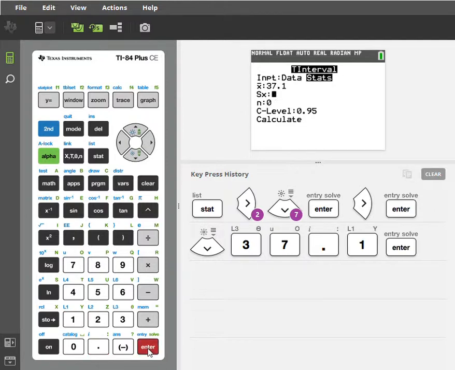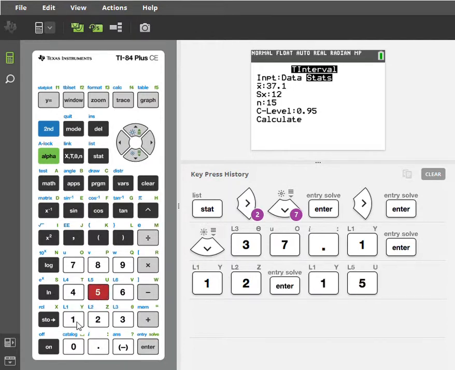Either enter or arrow down to our sample standard deviation. Remember, we use the letter S for a sample standard deviation. For the population, it was that sigma, which looked like the little O with the toupee. We just used the letter S for a sample standard deviation of 12. And we go down to our sample size. We are told in the problem 150 subjects in the study.